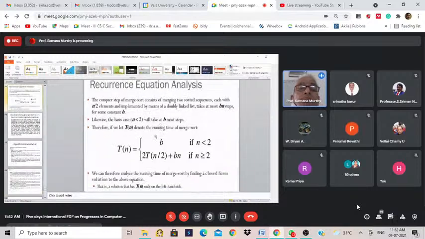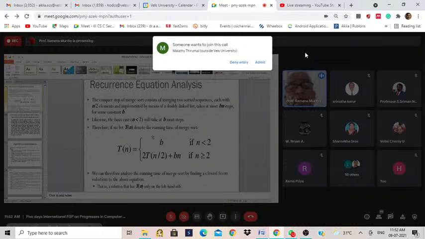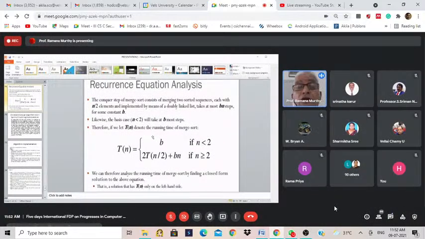Okay. Now, recurrence equation analysis, how to do this. The conquer step of merge sort consists of merging two sorted sequences, each with n/2 elements, and implemented by means of a doubly linked list, takes at most bn steps for some constant b. Likewise, I will try to solve this equation.